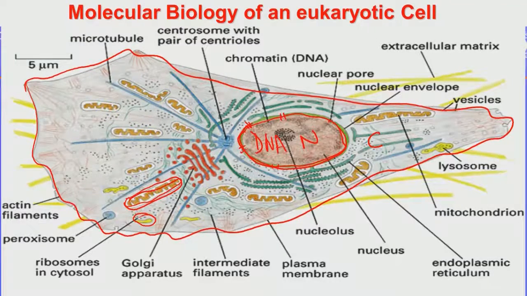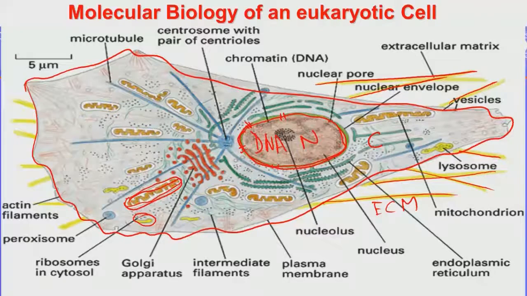The other thing that is important, as it is shown in this particular slide, you see that these are like yellow kind of fibrous structure. So, this is what is known as the ECM, extracellular matrix.